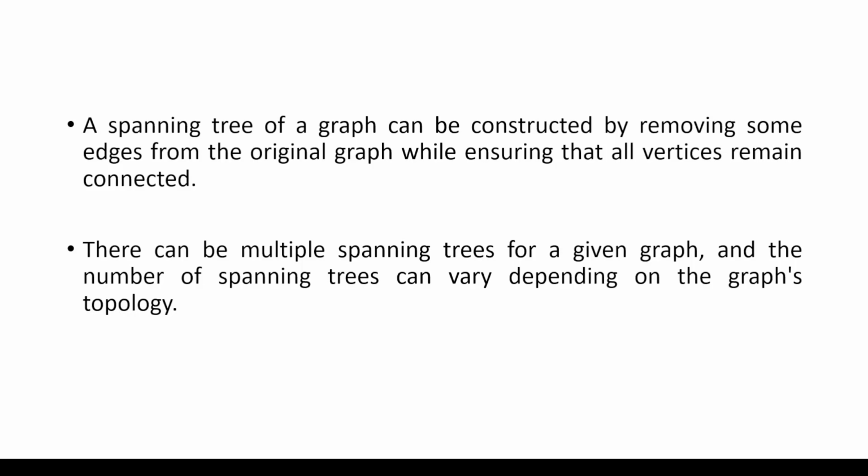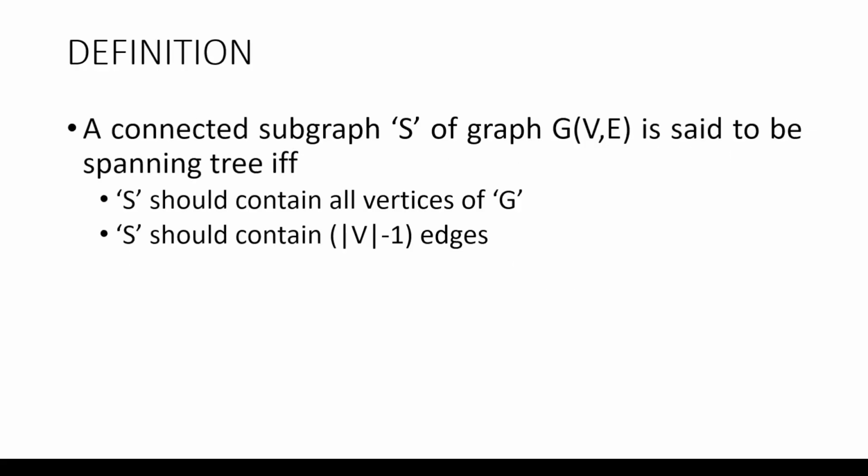the graph's topology. So in definition, we can say a connected subgraph S of a graph G(V, E) is said to be a spanning tree if and only if S contains all the vertices of G as well as S contains V minus 1 edges. So let us see some examples.